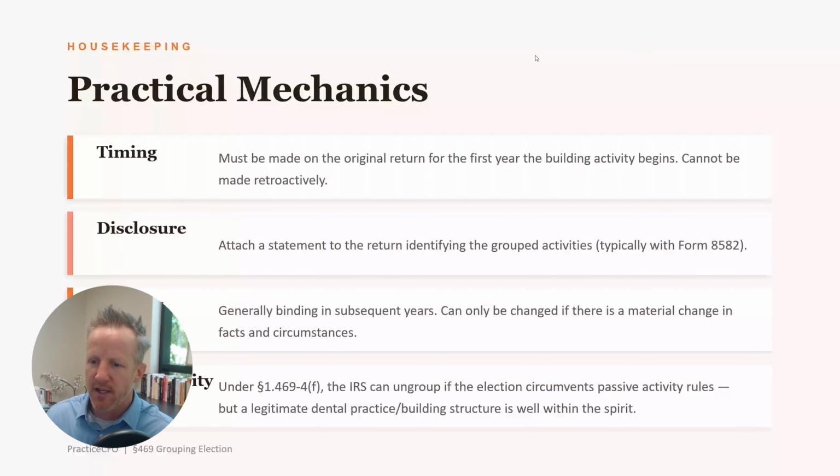So if you bought it in February of 2026, then your 2026 tax return, when filed, sometime around February, March, or April, on that return, it should be elected that it is grouped with the S corporation. You cannot make that retroactively. Next, disclosure. It is critical to attach a statement to the tax return identifying the grouped activities, and that is with Form 8582.